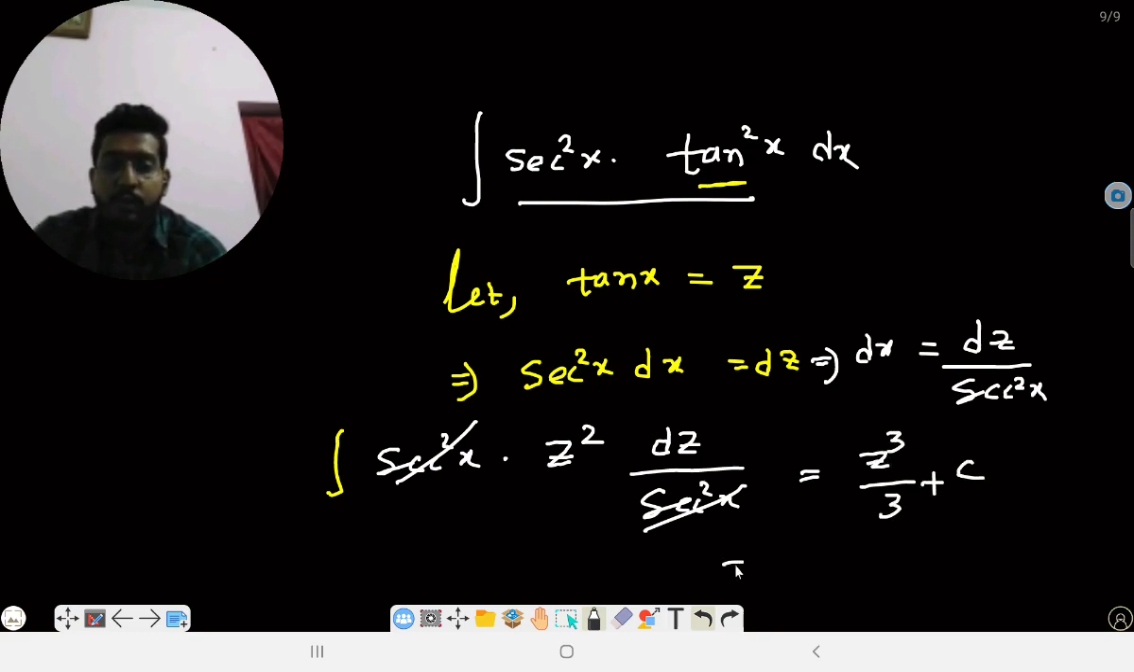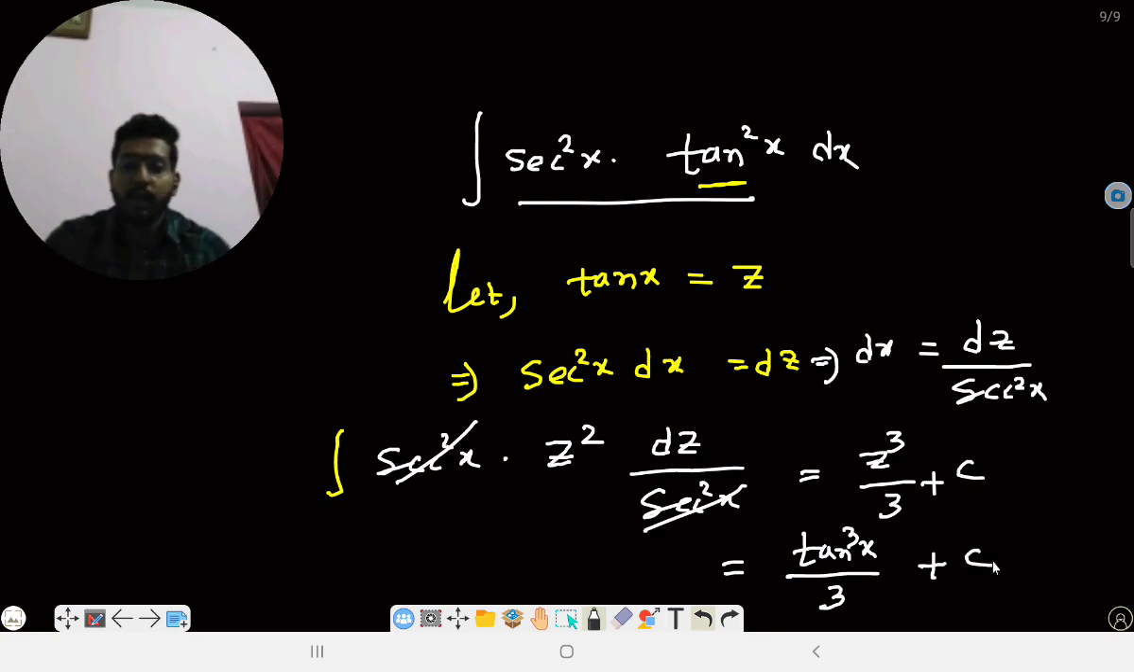Now what is the value of z here? Tan x. That means tan cube x by 3 plus c. So that will be the answer. Okay, this is the first part. So don't use a c here, we can use a common c here. So here that is tan cube x by 3, that will be the integration of this one. You can write it as plus c1 also.